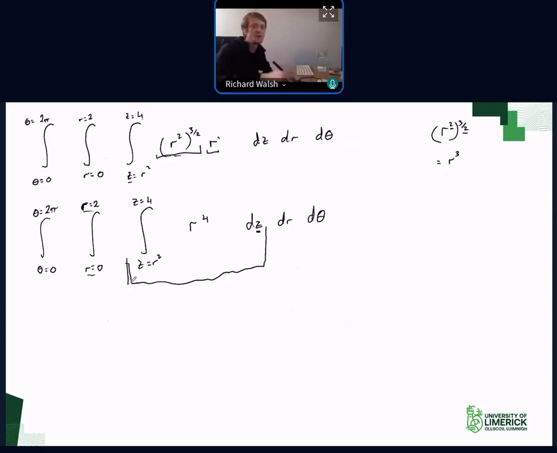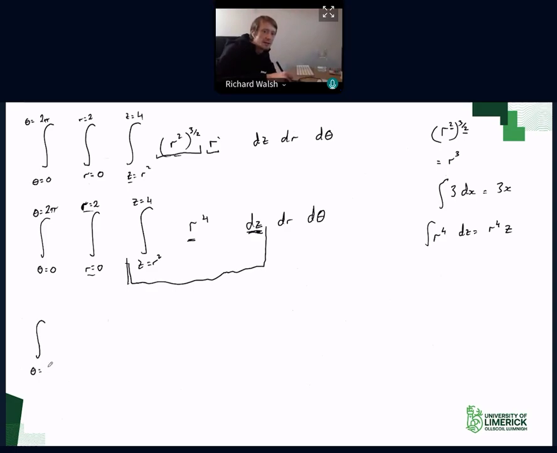But when I'm integrating with respect to z, I'm treating the other variables as constants. So I'm treating this like some constant to the power of 4. If you integrate some constant like 3 with respect to x, you get 3x. If I integrate r to the power of 4 with respect to z, I'm going to get r to the power of 4 z. Just like 3 with respect to x goes to 3x, r to the power of 4 with respect to z goes to r to the power of 4 z. So I'll leave my outer integrals, because as I say, we integrate from in to out. Leave both of them.